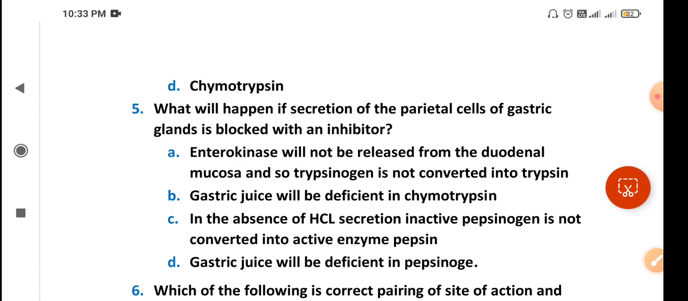What will happen if the secretion of the parietal cells of gastric glands is blocked with an inhibitor? Okay, तो क्या होगा अगर गैस्ट्रिक ग्लैंड्स के जो पैराइटल सेल्स होते हैं वो किसी इनहिबिटर के द्वारा ब्लॉक हो जाएं? सो फर्स्ट ऑफ ऑल, टू आंसर दिस क्वेश्चन वी मस्ट नो what is the function of parietal cells, or what role do the parietal cells play. So parietal cells secrete, what do they secrete? They secrete HCl. So answer will be in context to the HCl.